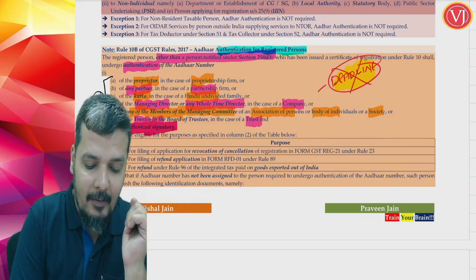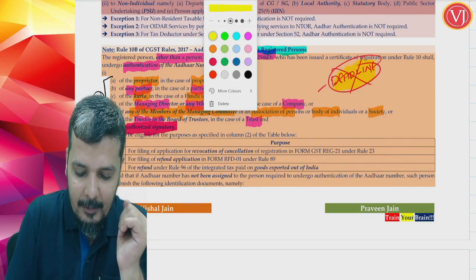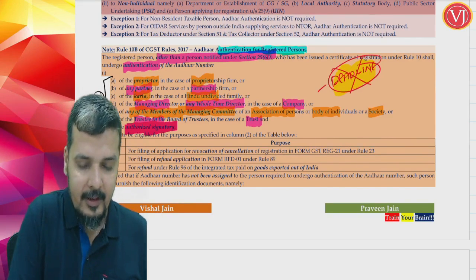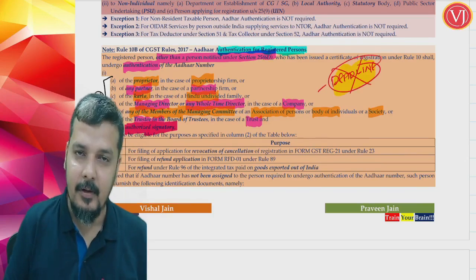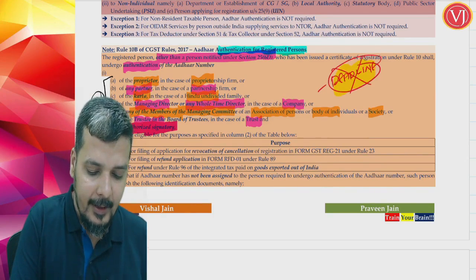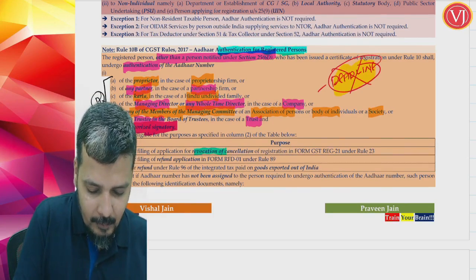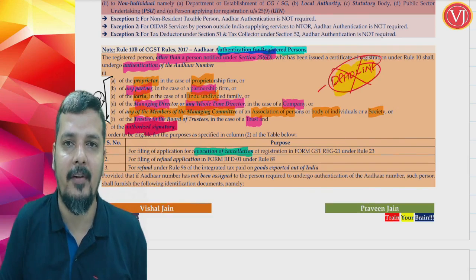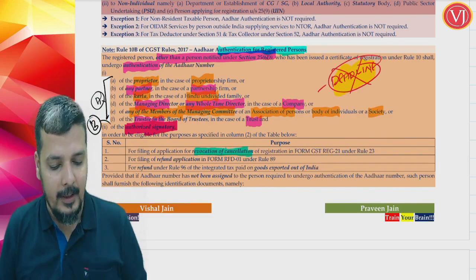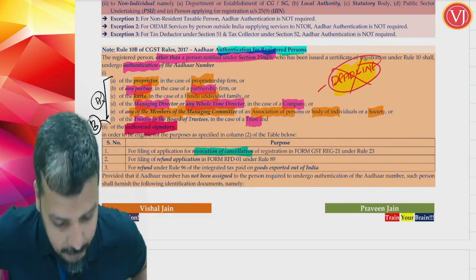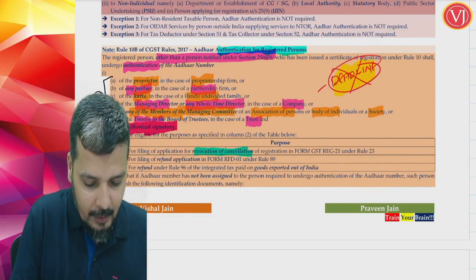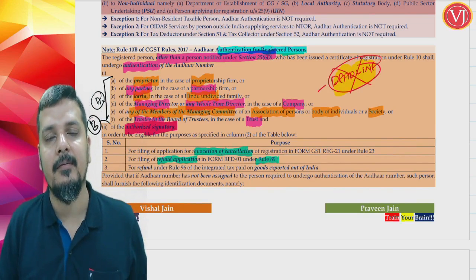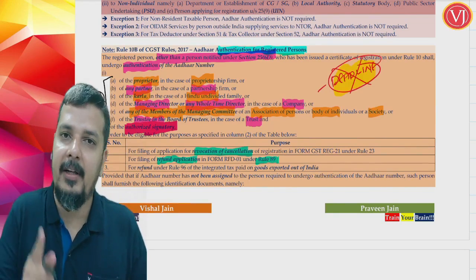But as they have not given any deadline as to till what time you have to link Aadhaar, what they tell is, for certain cases you have to mandatorily link the Aadhaar. Now what is that? If you are going for revocation of cancellation, if you want to revoke your cancellation, link your Aadhaar. Without linking your Aadhaar, you cannot make an application for revocation of cancellation. If you are giving a refund application under Rule 89, normal refund application, RFD 01, your Aadhaar should be linked.